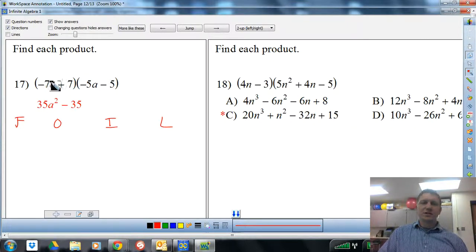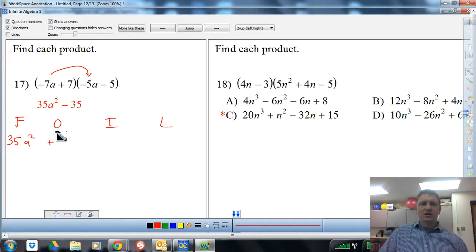Okay, firsts are these ones. So that means I take negative 7a multiplied by, I'm going to not show that much work. How about we're just going to take negative 7a times negative 5a. That turns into 35. A times a is a squared.